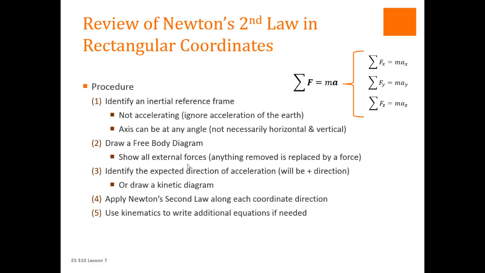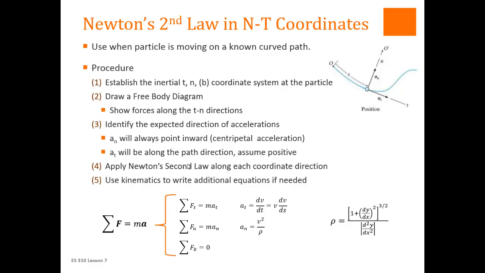We applied Newton's second law, which is the sum of the forces in any given direction is equal to mass times the acceleration in that direction. And that gave us up to three equations if we were working in 3 dimensions. And in some cases we needed to use our kinematic equations to relate those accelerations to velocities, distances, or time. We're going to follow a similar method in our N-T and cylindrical coordinates.